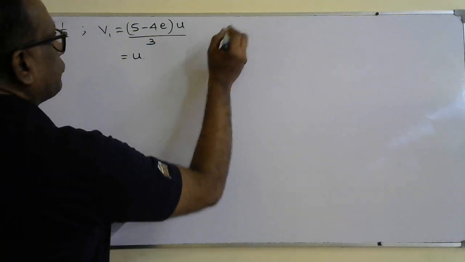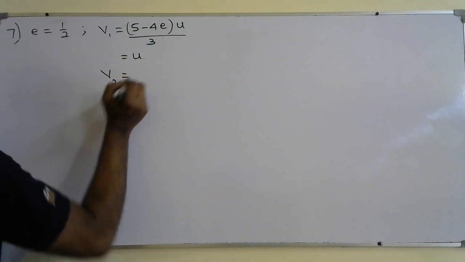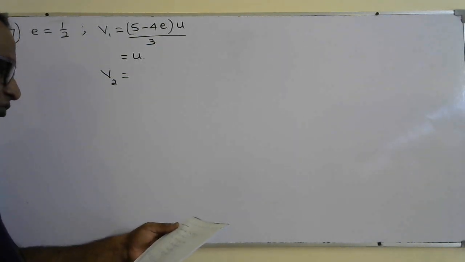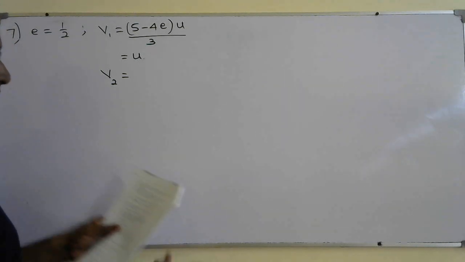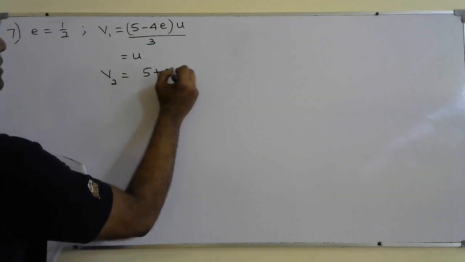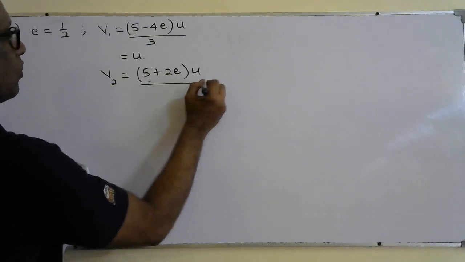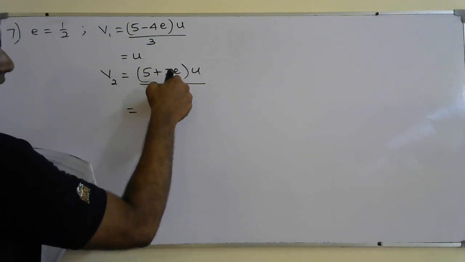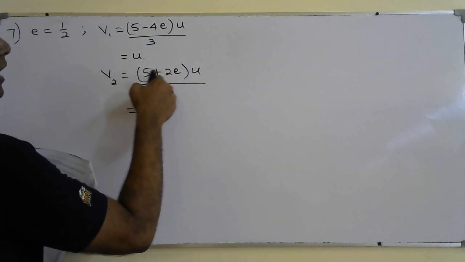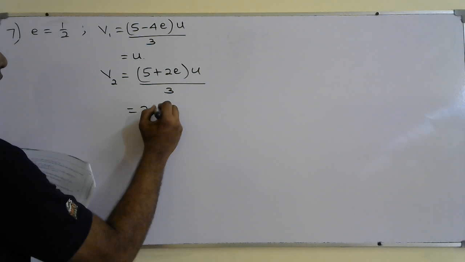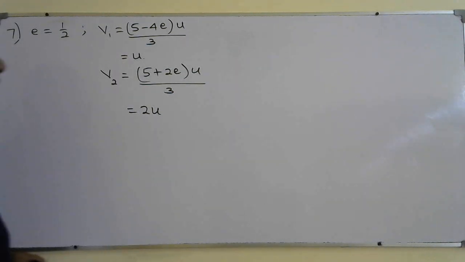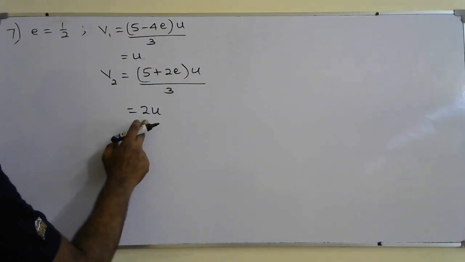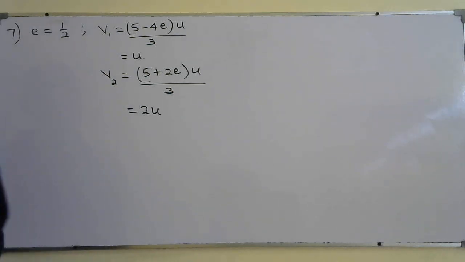I'll put it on a diagram again. V2 we found: the equation we got for V2 is (5 plus 2E) U over 3. Substitute half here, E is half means 2E is 1, 6 divided by 3 is 2, so 2U. So both particles A and B are moving towards the wall. The speed of B is 2U and the speed of A is U.